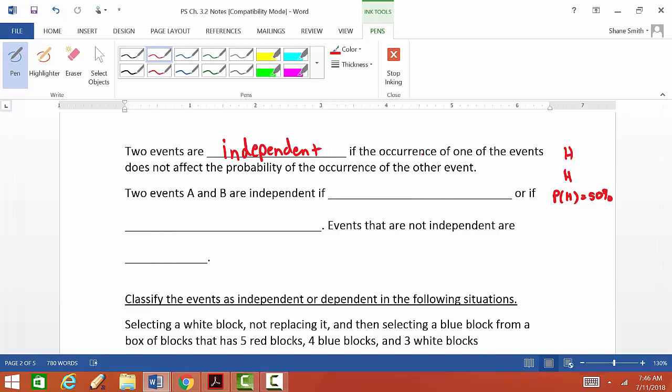Like if you got heads 100 times in a row, you probably think it's not a fair coin. But you get what I'm saying, okay? So independent means they don't affect each other.